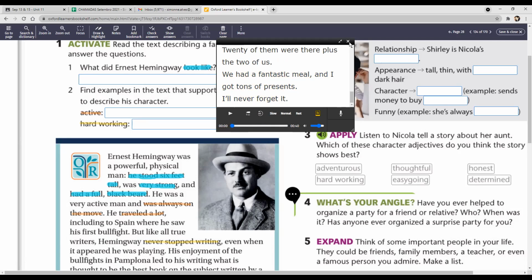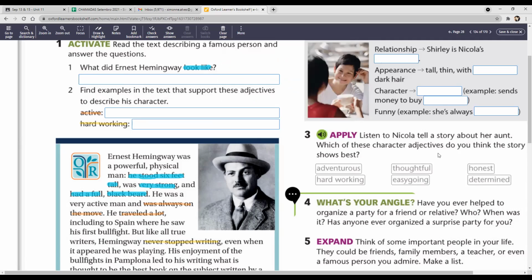Okay, guys. So how nice, isn't it? A surprise party. So, which of these character adjectives do you think the story shows best? Thoughtful. Thoughtful, yeah, by all means. What else? Honest, but I don't know. I'd go with determined.